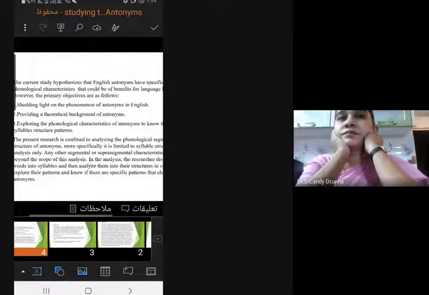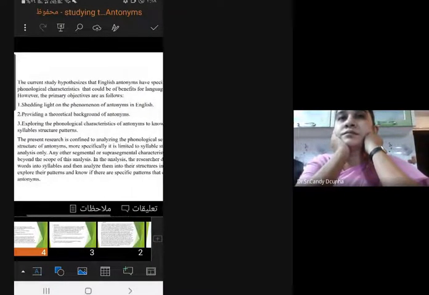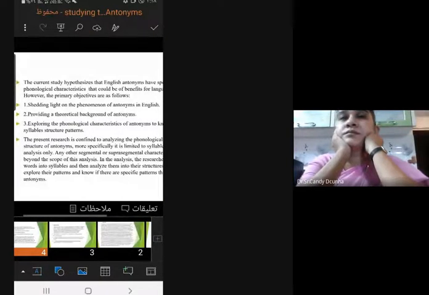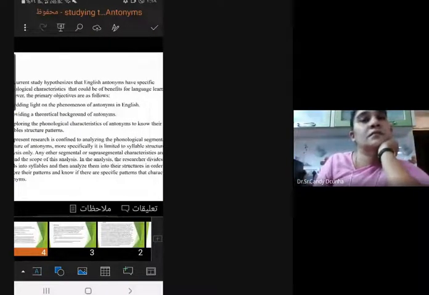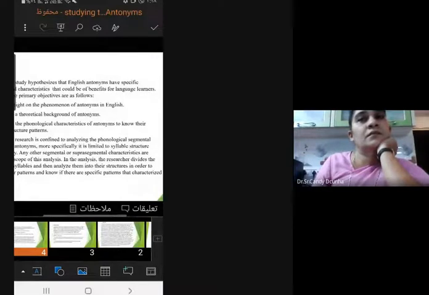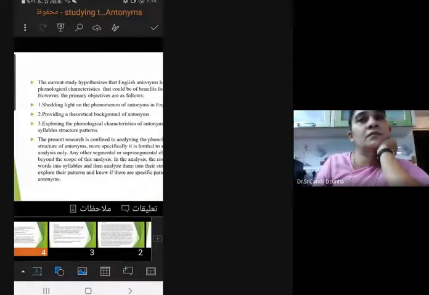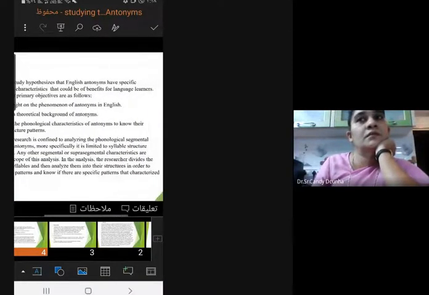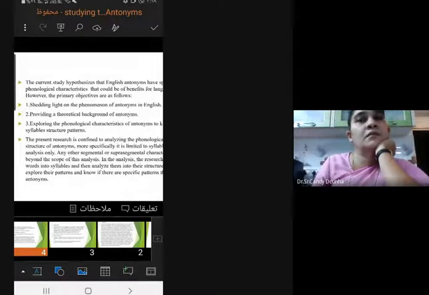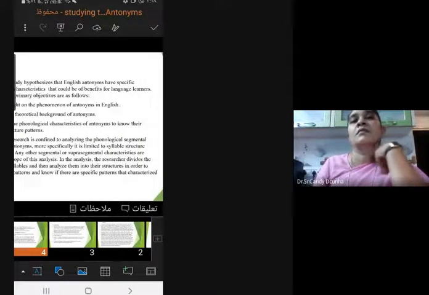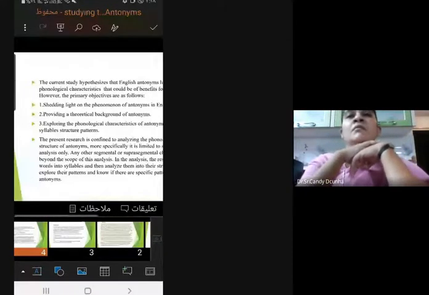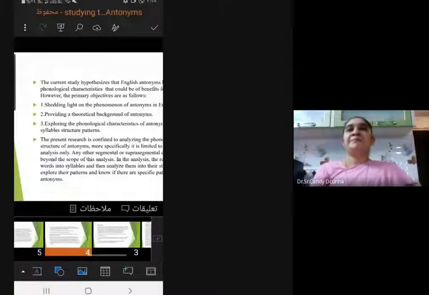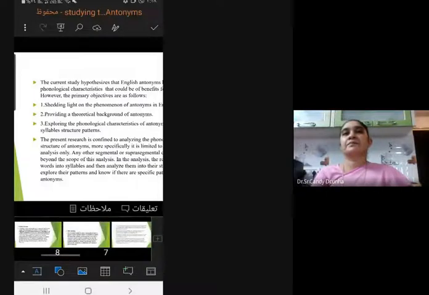Any other segmental or suprasegmental characteristics are beyond the scope of this analysis. In the analysis, the researcher divides the words into syllables and then analyzes them into their structure in order to explore the patterns and know if there are specific patterns that characterize antonyms. Let me jump to the conclusion to save your time.